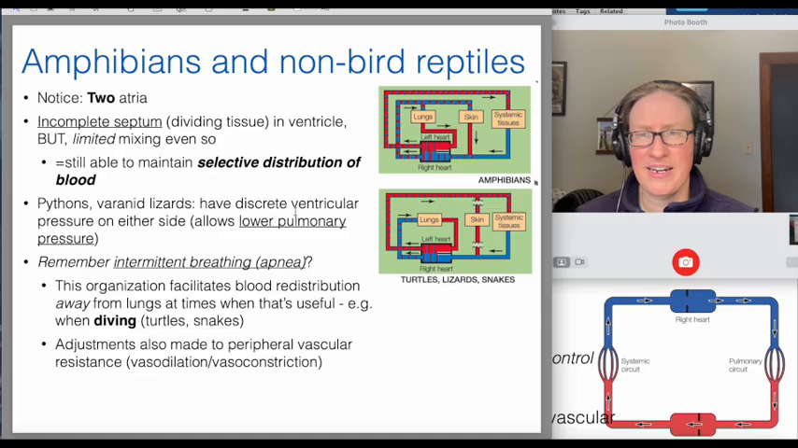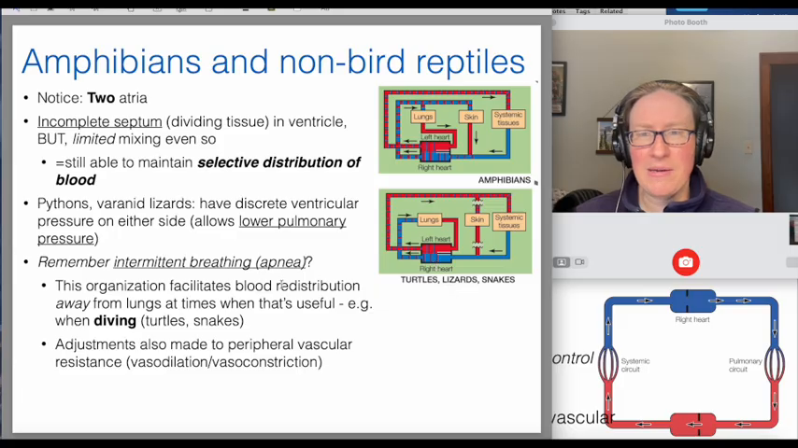This also is highlighting that in some groups of reptiles, the pythons and varanid lizards, there can be a distinct ventricular pressure on either side of this single ventricle, right? So there's nothing that says it has to be uniform squeezing. So that starts to allow for lower pulmonary pressure, which we saw was important for reducing the risk of pulmonary edema in birds and mammals. So that's that same concept showing up again in some of these reptilian groups.